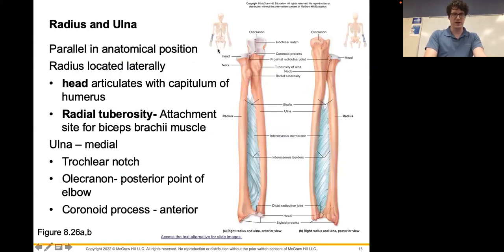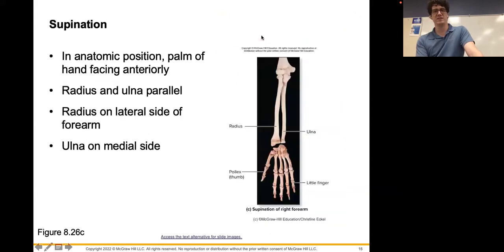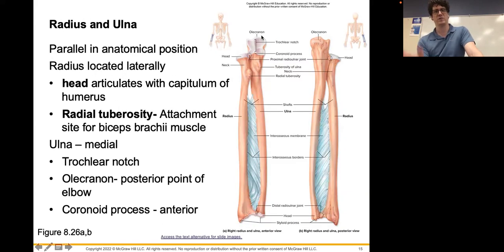All right, now radius and ulna. Here we have an anterior view, and here we have a posterior view. These are both of the right bone, so we're not looking at any lefts right here. Here we have the coronoid process, and then we have the olecranon process here, pointing more posteriorly. If you look at it from the side, it's going to make a little bit of a U shape.